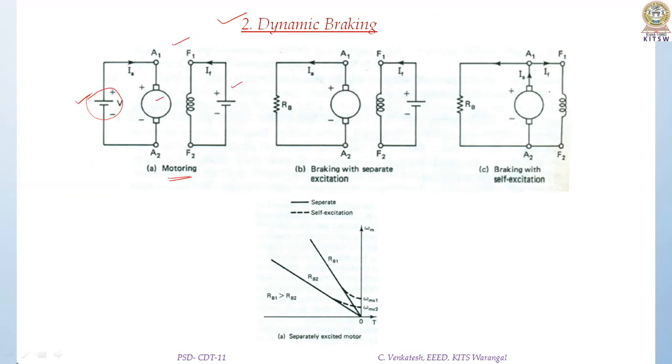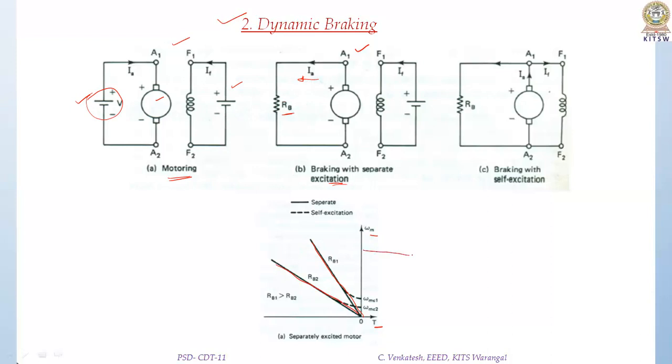So let us see here: braking with separate excitation. For a separately excited motor, if I disconnect the armature winding from the supply and connect an external resistance, the armature current direction is reversed. Now it is nothing but a battery connected to a resistor, so the characteristics will be linear. The speed torque characteristics will be like this. Let us say the value of this braking resistance is RB1. For this RB1, the characteristics will be like this, and if I vary the resistance, it will go like this. So the slope of this curve will change.